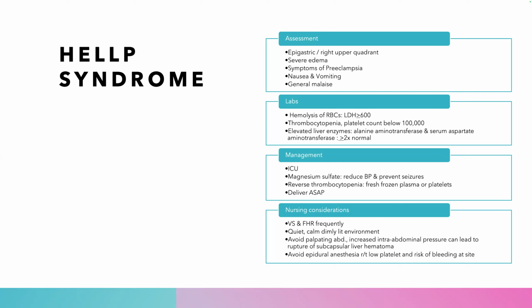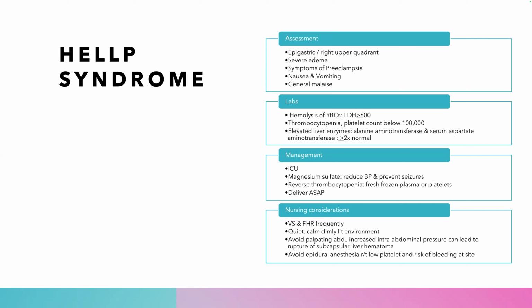So with HELLP syndrome, they can have epigastric pain or right upper quadrant pain, severe edema. They can have the same symptoms of preeclampsia. They can have nausea and vomiting, general malaise. On labs, sometimes the way to tell the difference is their LDH. So these patients are having hemolysis of their red blood cells.